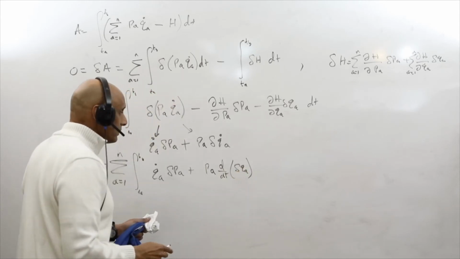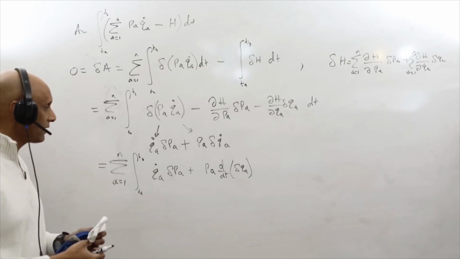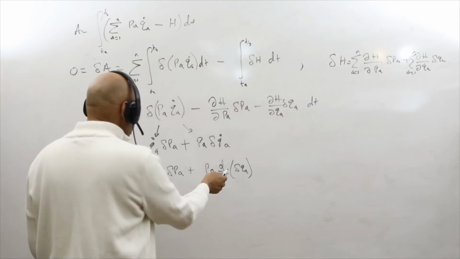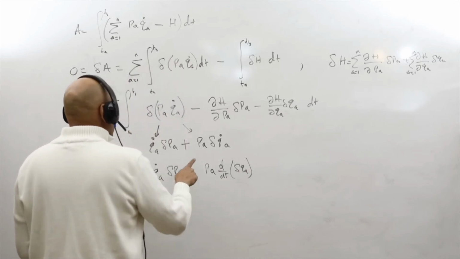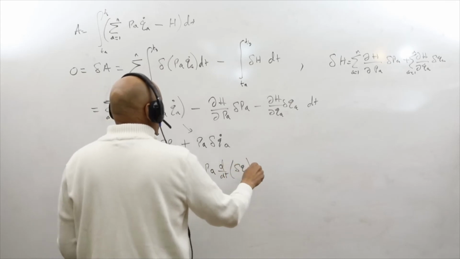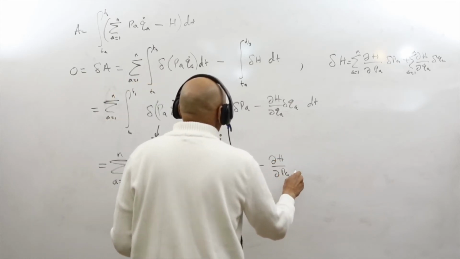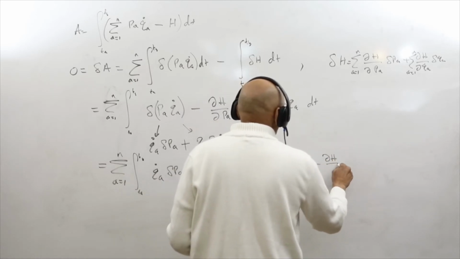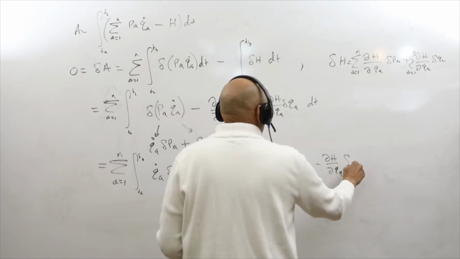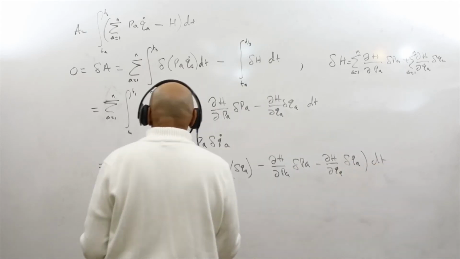So remember, you'll have to look over the videos on your variational calculus just to make sure you know these steps, what they mean, and so I've put that in, and then there's the minus partial of h with respect to PA, variation of PA, minus the partial of h with respect to QA, variation of QA, dt.